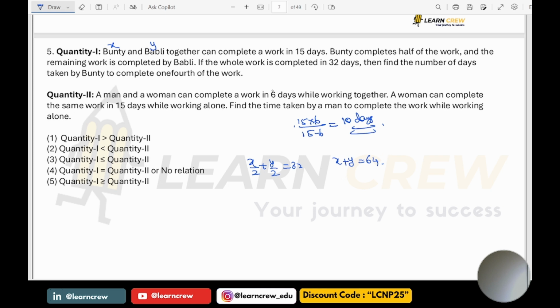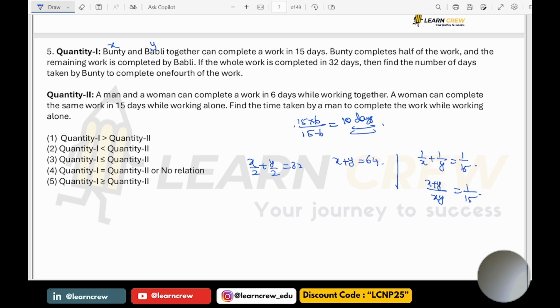And what else we have? It is given that both of them together can finish the work in 15 days. So in one day they can do 1 by x plus 1 by y, which is 1 by 15. So from this I got x plus y by xy is equal to 1 by 15. X plus y I already have as 64.